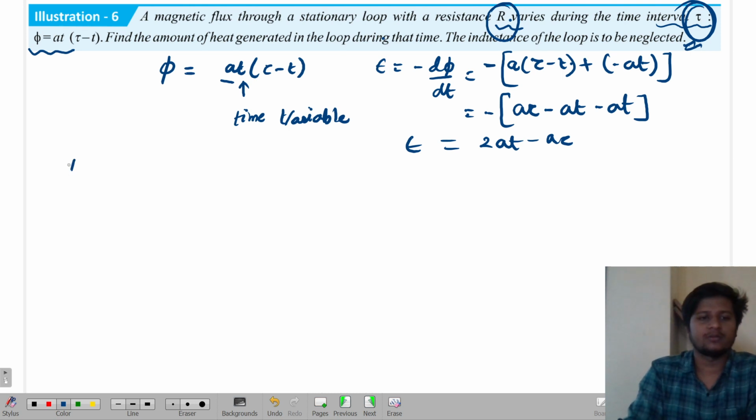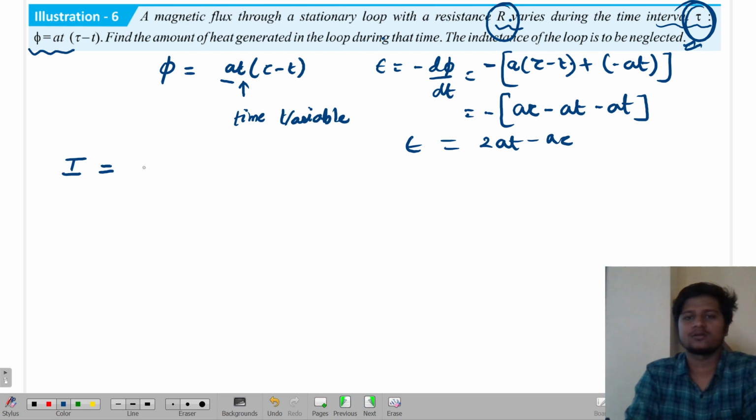Now look over here. What will be the current? It will be EMF by resistance R, or not? What will be the current at that time? Tell me.